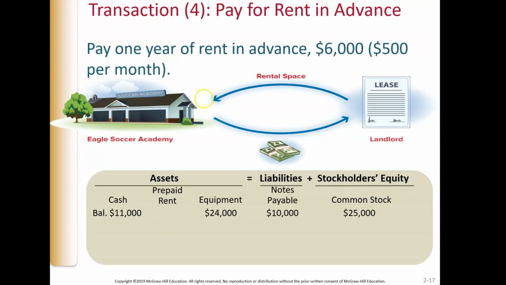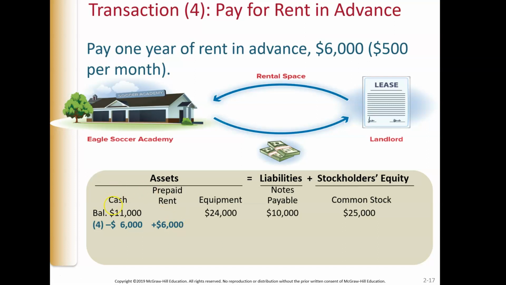Here's a tricky one. We pay 1 year of rent in advance. Our rent's $500 a month, but we paid a whole year in advance of $6,000. That's not rent expense. That's another asset called prepaid rent. So again, we're paying cash. Cash reduces, but another asset called prepaid rent increases. It's an asset because we haven't used it yet.